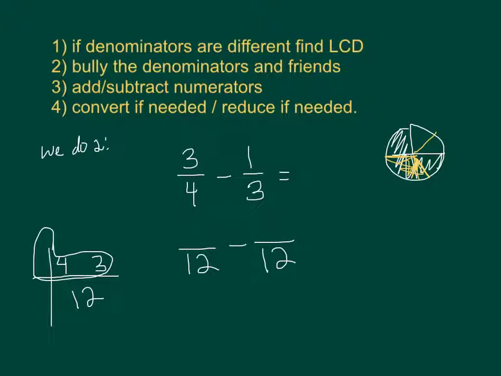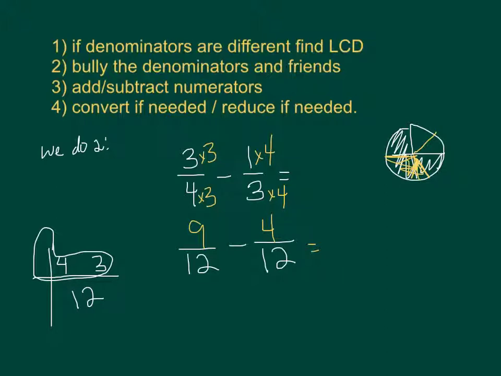All right, I'm on the bully step. I'm going to bully those denominators and their friends. What do I beat a 4 up with in order to get him to become a 12? I beat him up with a 3. And I have to do the same thing to his best friend to keep this fraction equivalent. So 3 times 3 is 9. Over here, what did I do to 3 to get him to become a 12? I beat him up with a 4. And I have to do the same to his best friend to keep this all equivalent.